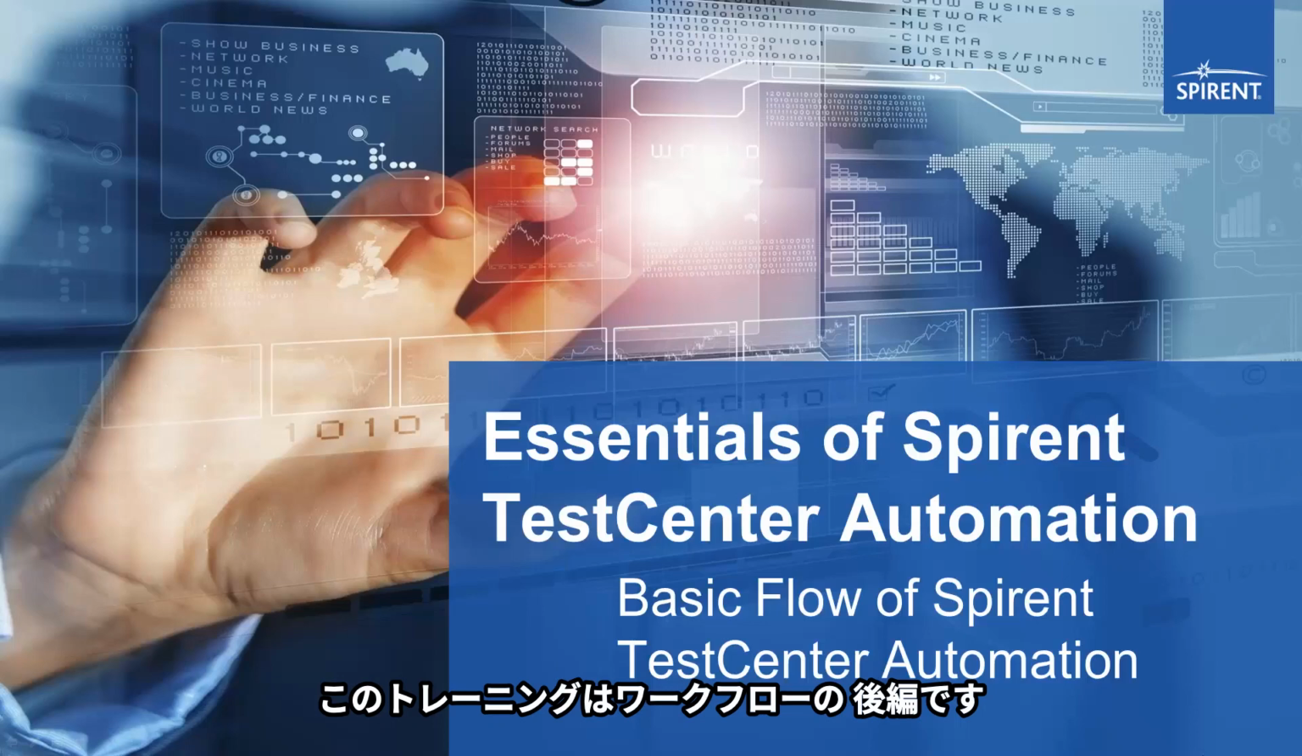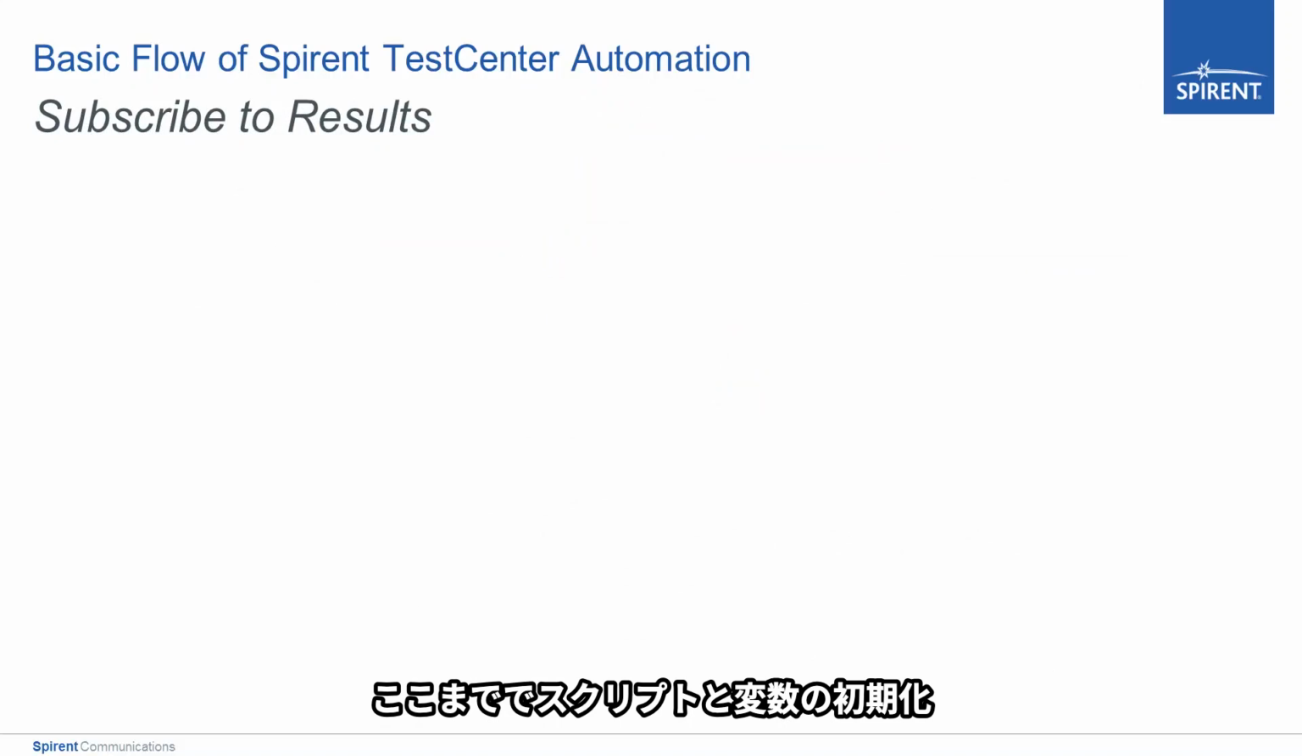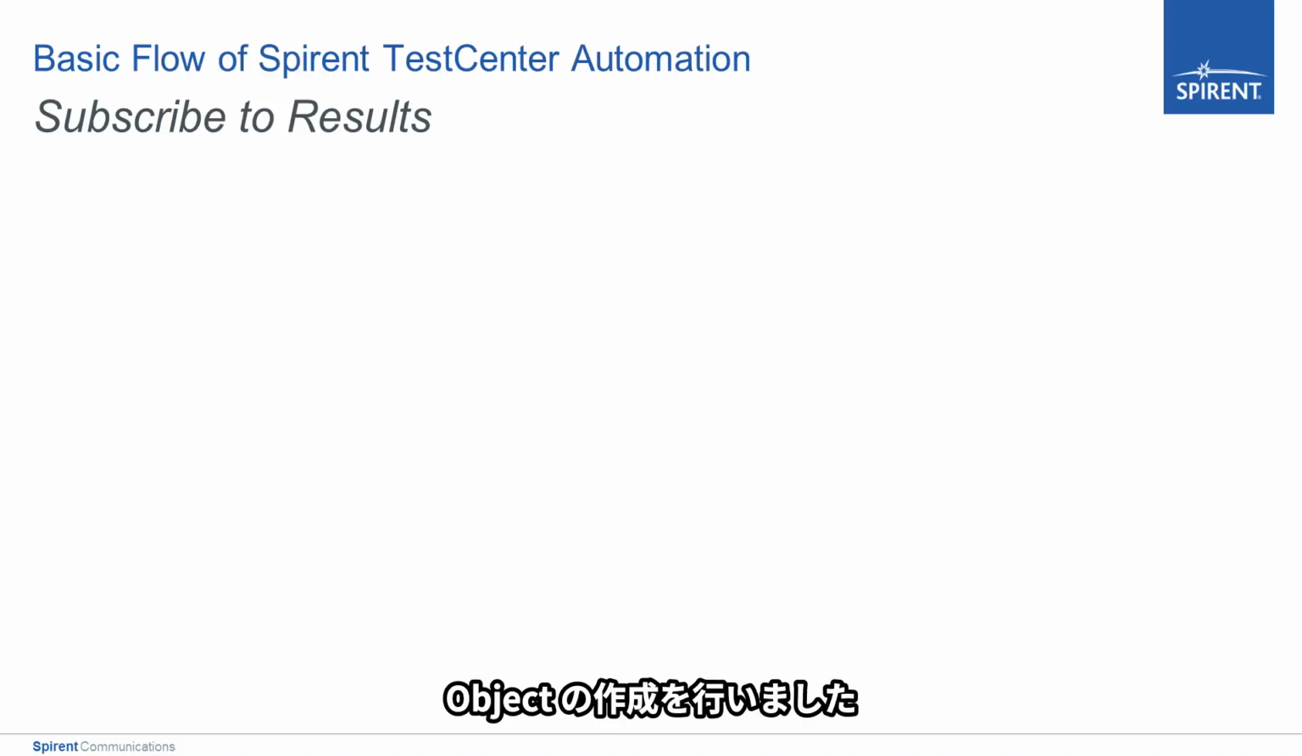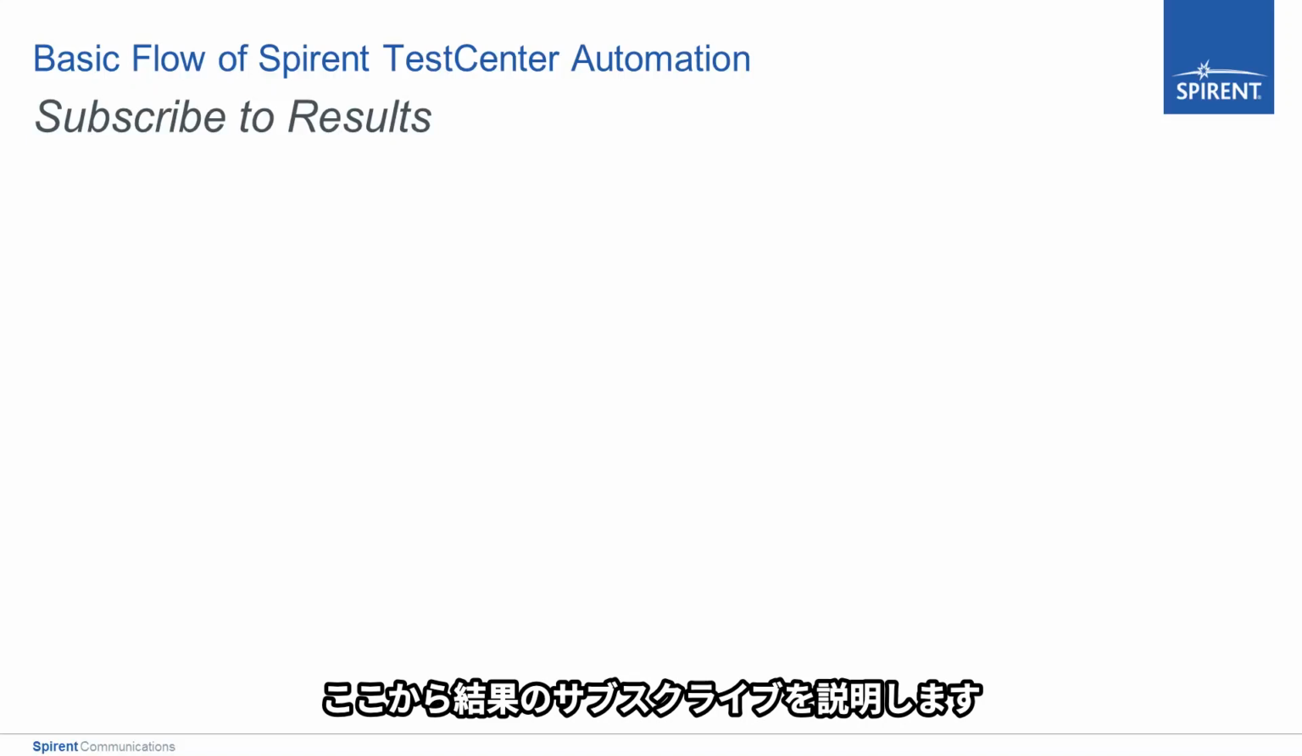This topic will present the basic flow of Spirent TestCenter Automation. We've initialized the script and variables. We've connected to the chassis, reserved the ports, created our objects. Now we must subscribe to the results.